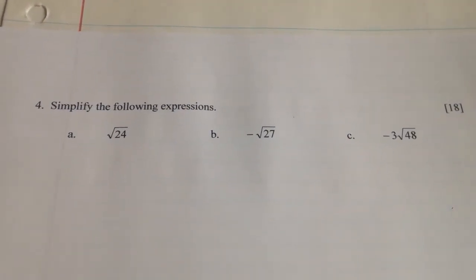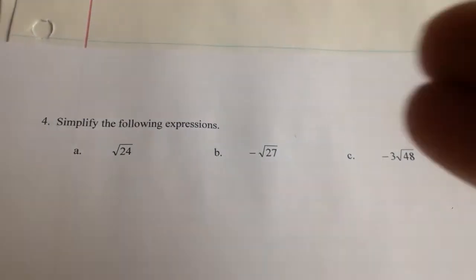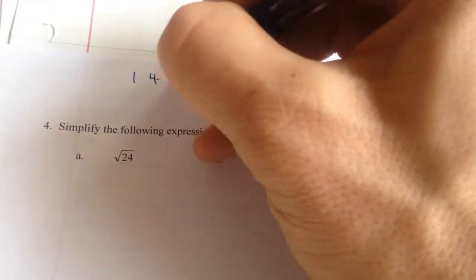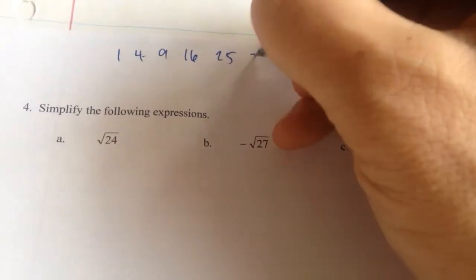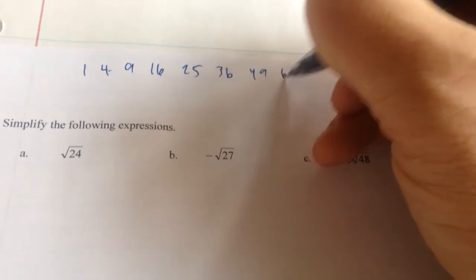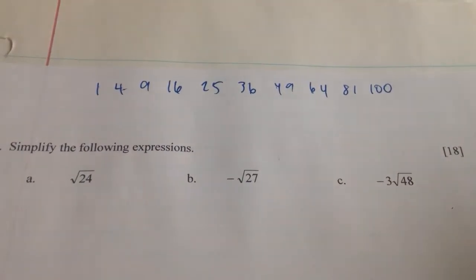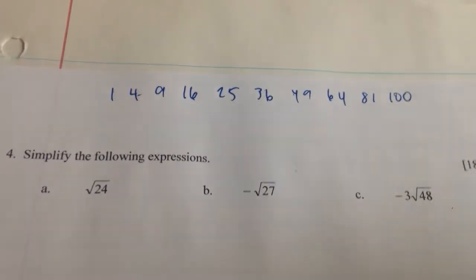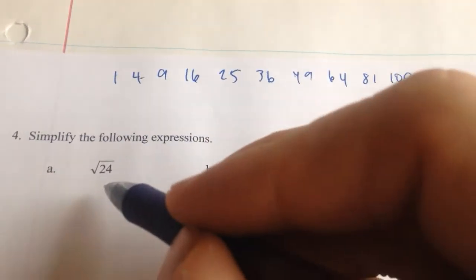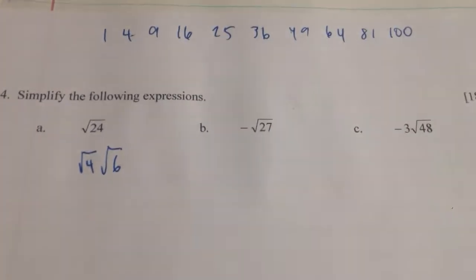Number 4 says to simplify the following expressions. For these, we need to know our perfect squares, our perfect square list. Which of these numbers is a factor of 24? We say 4. So I'll do square root of 4 times the square root of 6.